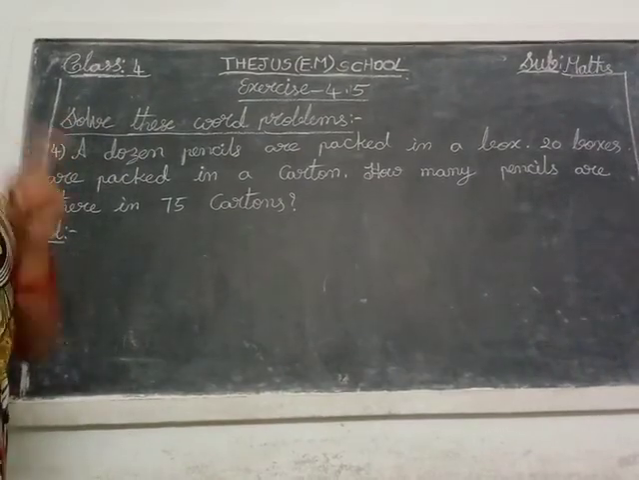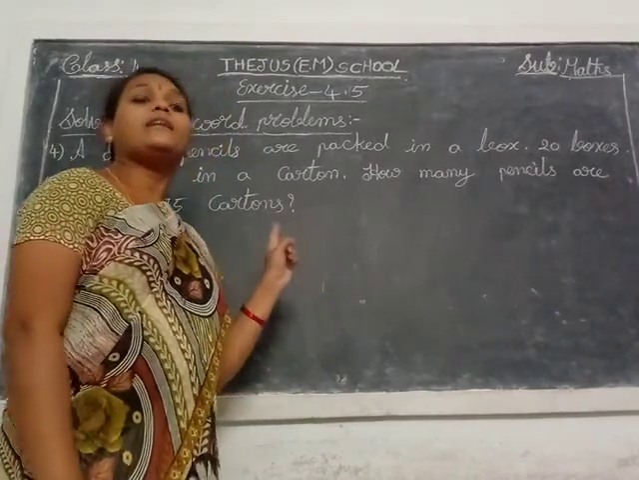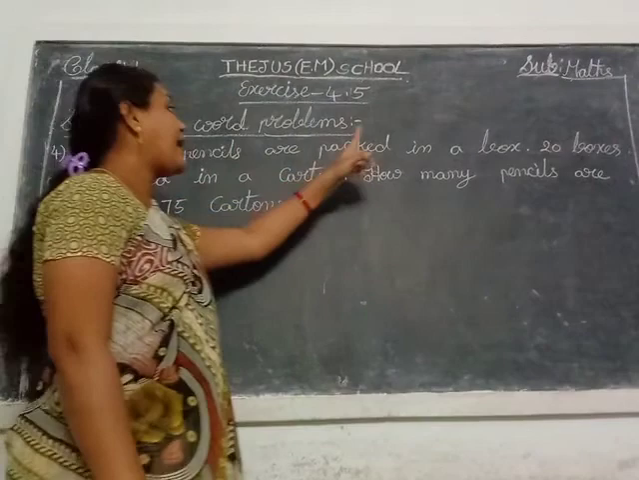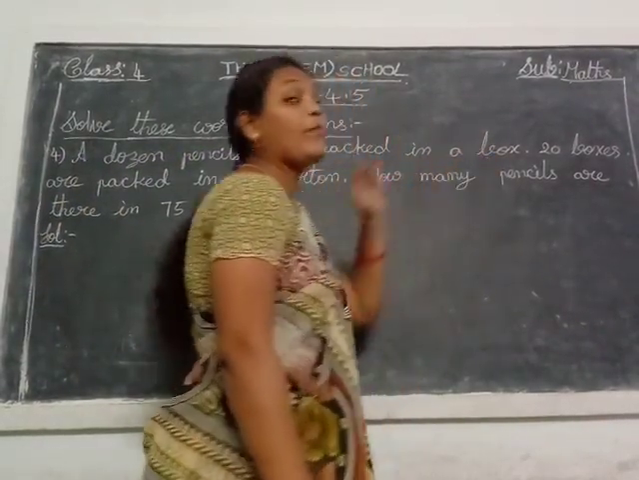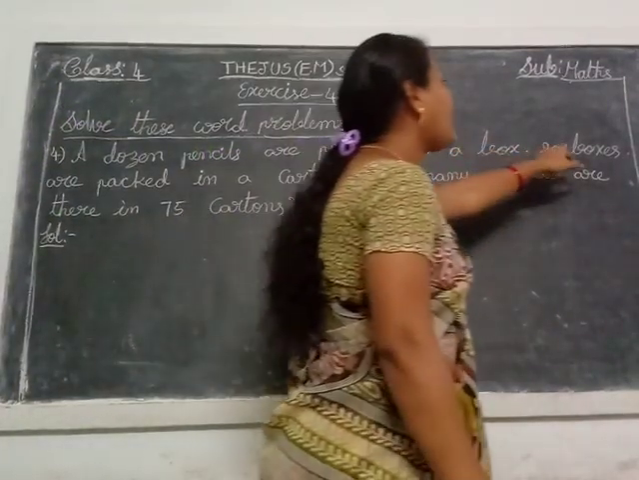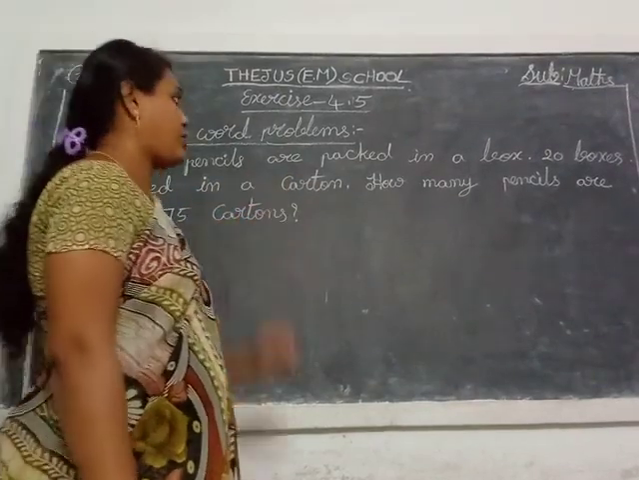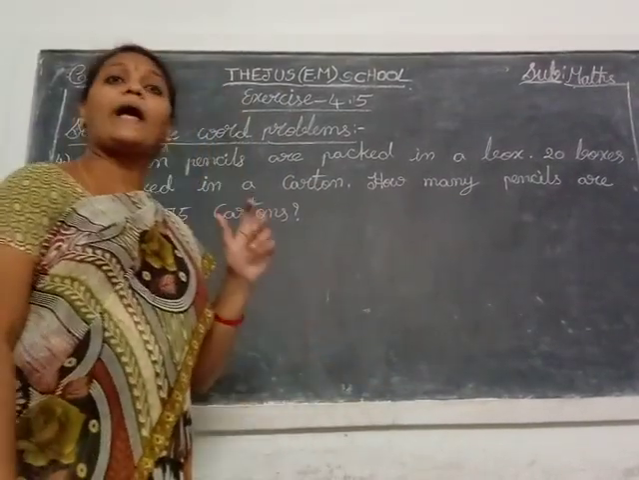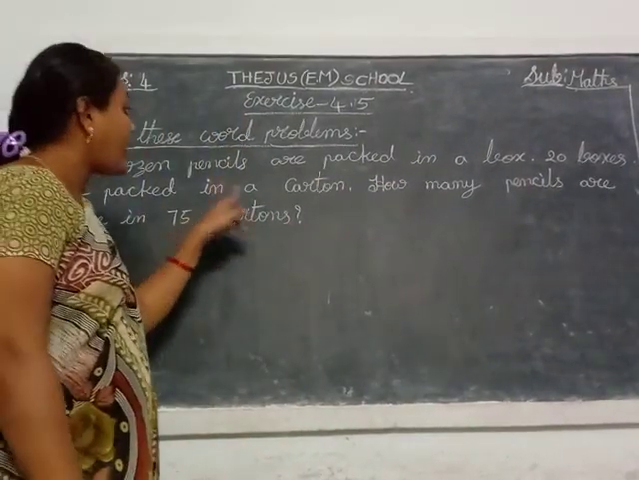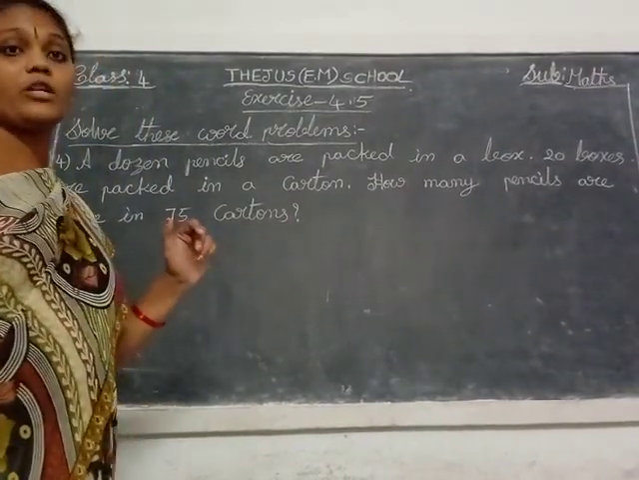A dozen means 12. Dozen bananas, dozen apples, dozen oranges. You know, children? Dozen means 12. A dozen pencils are packed in a box. In a box, how many pencils are there, children? Dozen pencils. 20 boxes are packed in a carton. How many pencils are there in 75 cartons? So, total how many pencils are there in 75 cartons?